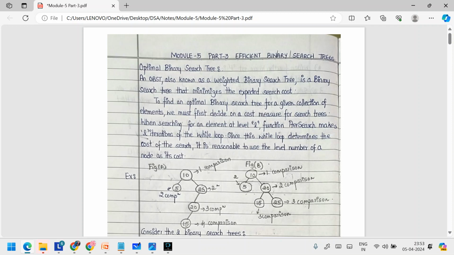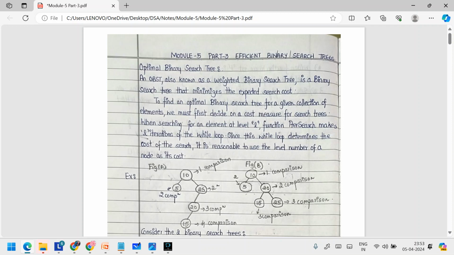Now we have the next topic called optimal binary search tree. See the definition. It is also called a weighted binary search tree. It minimizes the expected search cost.